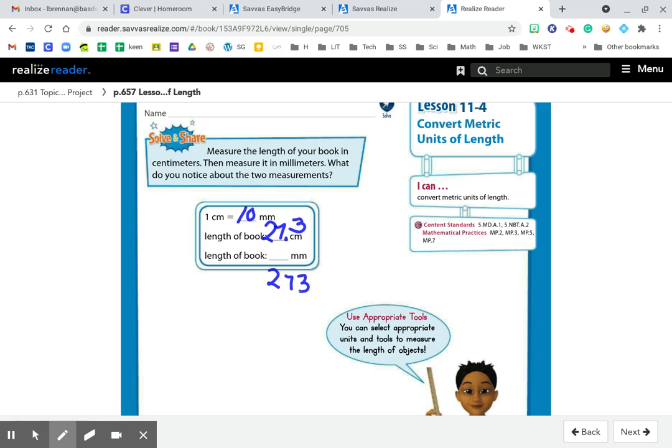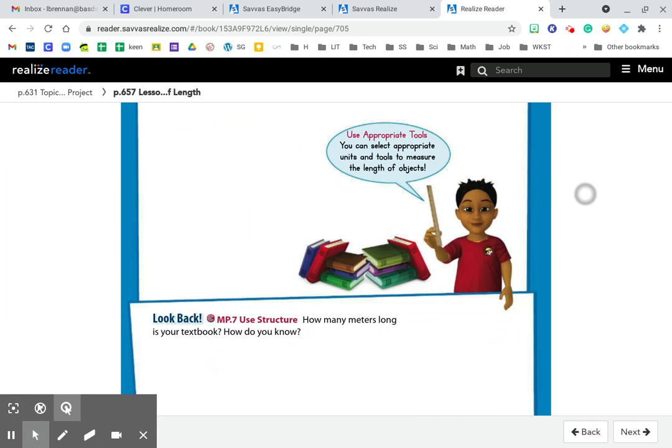So we're moving the decimal. There's 10 millimeters in 1 centimeter, so you're basically moving the decimal one place value. Metrics are a lot easier to do than customary measurement.